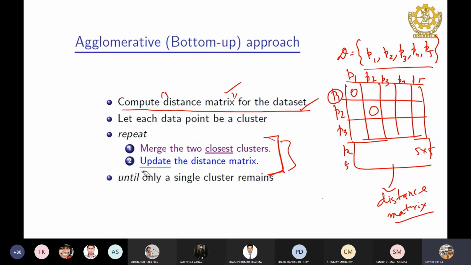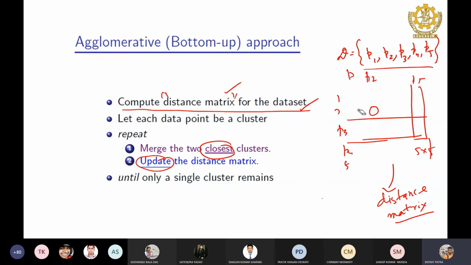So here, if you see the original slide, there is a step marked closest cluster. How do you find the two closest clusters? And obviously, update the distance matrix. We have to understand these two parts very carefully. So how do we merge the two closest clusters? Closest means minimum distance, that is obviously known. But before that, we should know how to compute the distance from one cluster to another cluster.